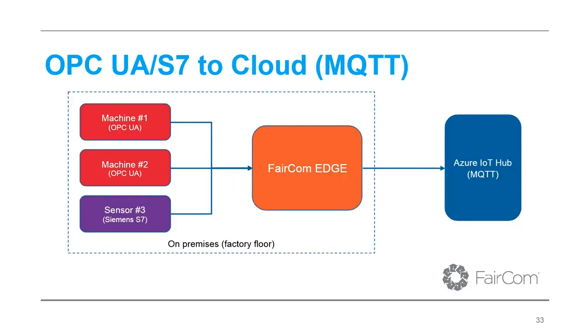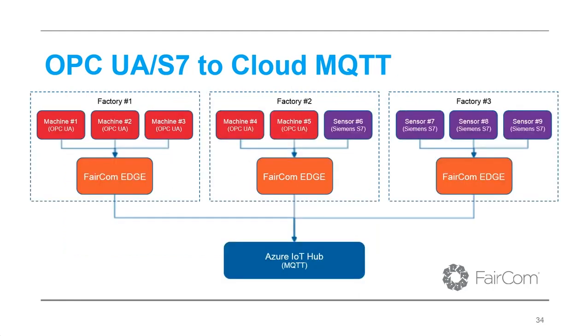Some examples, like I said, this one might be a little more industrial IoT focused. Think of a factory. We have various machines and sensors. We get that data through those industry standard protocols and then have it pushed to Azure IoT Hub through MQTT. And this is what I was saying about multiple location points. If you have multiple factories, you might deploy FairCom Edge at each one of those factories. Maybe some factories are all on OPC UA, others are still all on Siemens S7, somewhere a mix of both. It doesn't make a difference to FairCom Edge. We can aggregate that data at each factory, and then, for example, have that data pulled into Azure IoT Hub, a kind of global aggregation in the cloud.